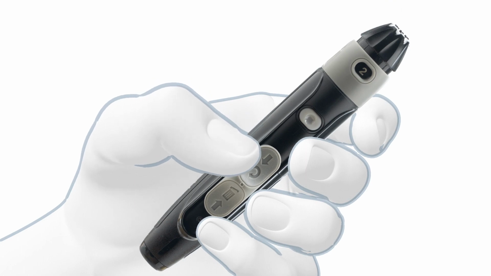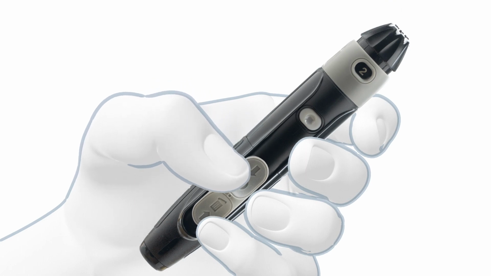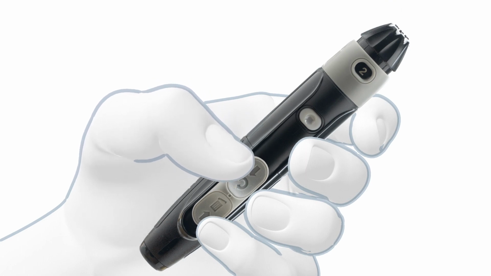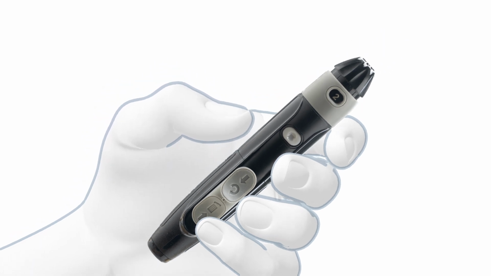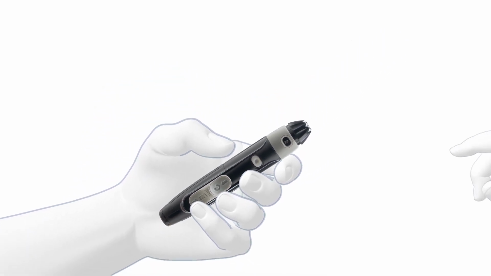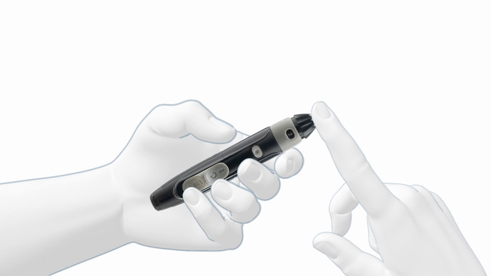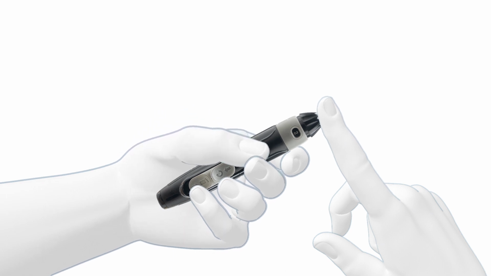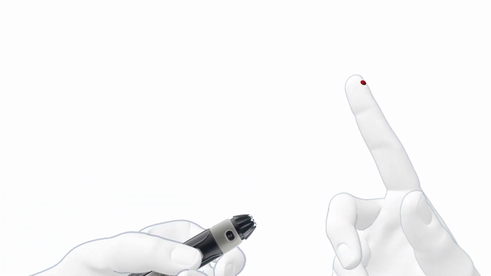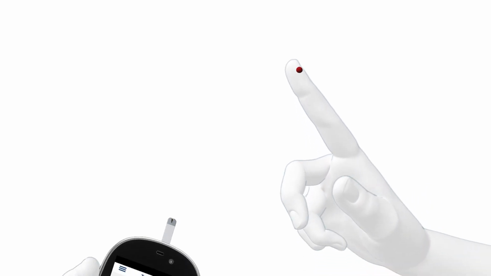Using your thumb, push the sliding button back. You will hear a click, indicating that the lancet carrier is locked into position. To lance your finger, hold the lancing device firmly against the side of your fingertip. Press the activation button. Apply gentle pressure near the puncture site if needed, until a blood drop appears.